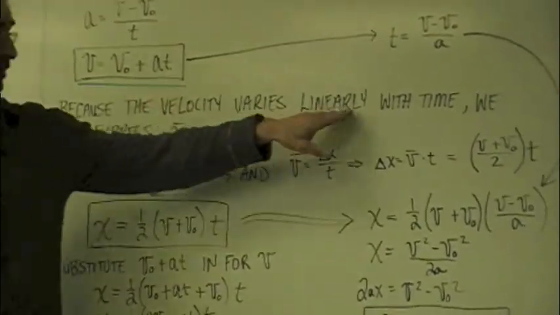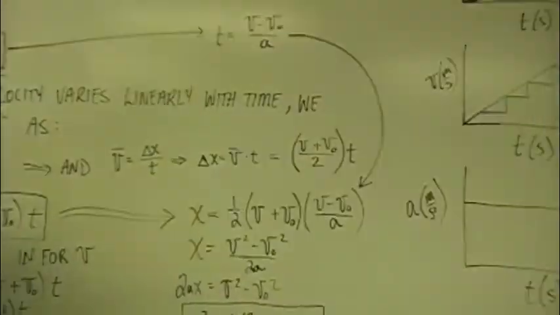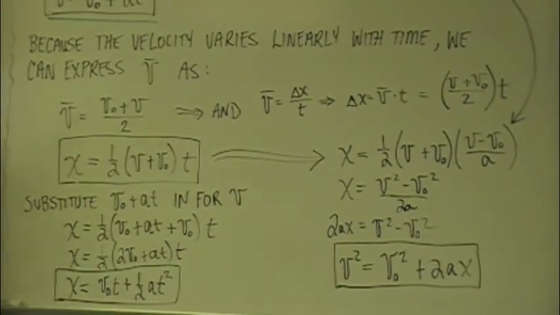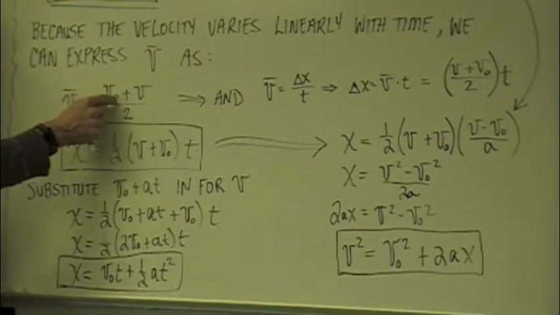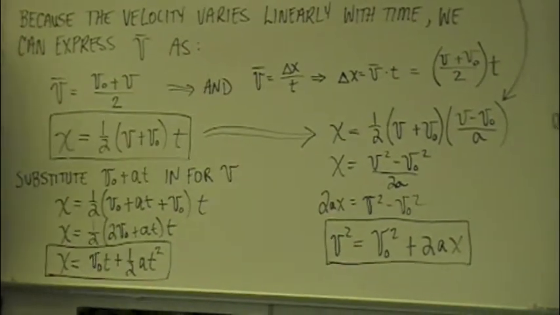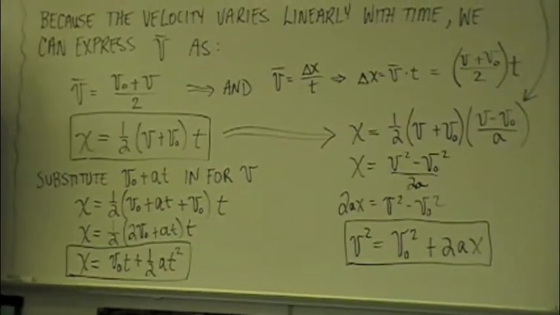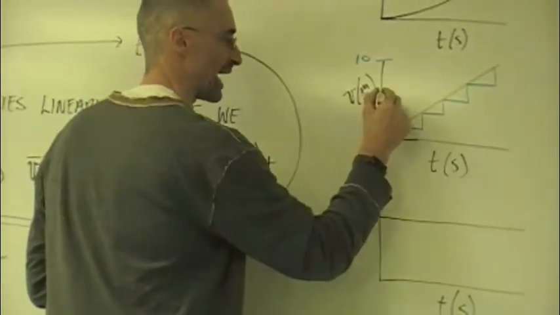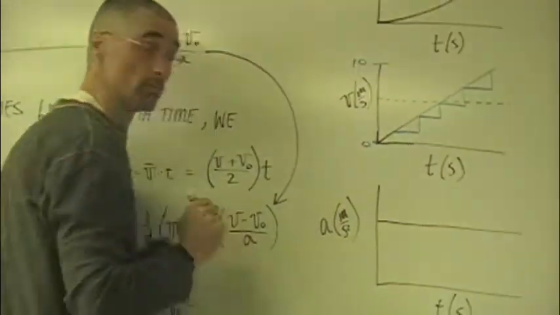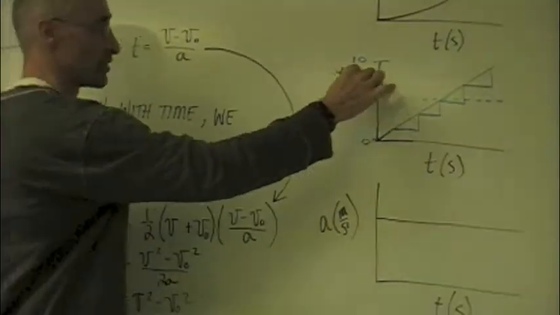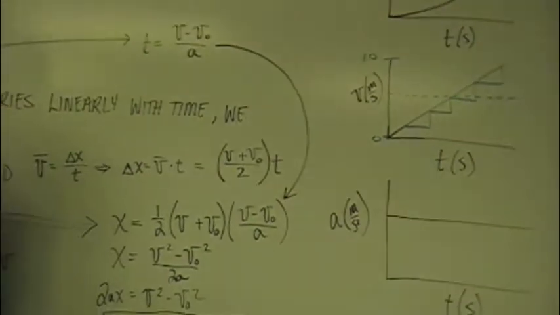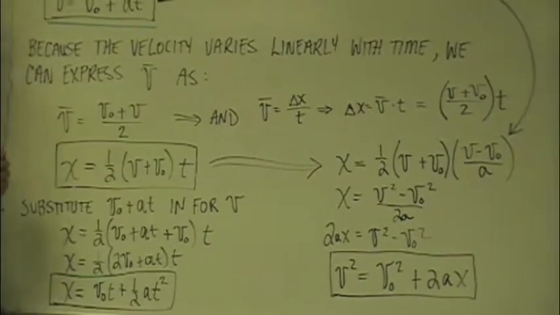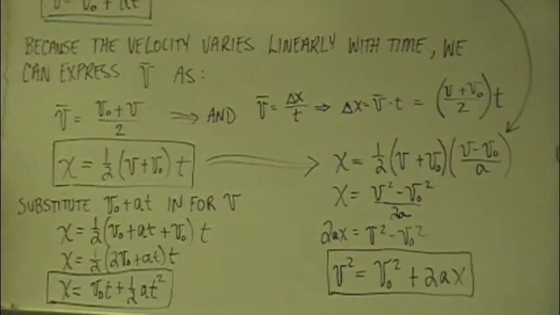Because the velocity varies linearly with time, we can express V bar as, this is kind of a big leap for some kids, average velocity is V naught plus V divided by 2. Now in our motion 1 packet, we did this a whole bunch of times, right? If we're here, and this is 0, and this goes up to 10, what was our average velocity? It was a 5, right? Well, how do you get to 5? Can you say 10 plus 0 divided by 2 is 5? Okay, so what we do is we can say our V naught plus our final velocity divided by 2 should give us our average velocity.